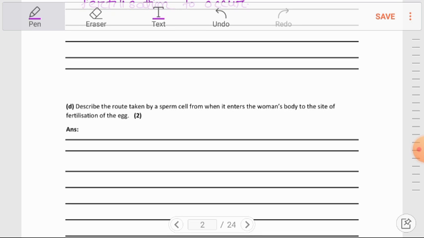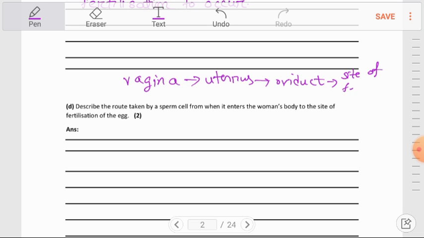Describe the route taken by a sperm cell when it enters the woman's body to the site of fertilization. So it wants you to describe the entire route that the sperm will follow before it reaches the egg cell. So first it reaches the vagina, and then it enters the uterus, and then the oviduct or fallopian tube, and then it reaches the site of fertilization, that is the end of the oviduct where the eggs are present. So this is the flowchart that the sperm follows in order to reach the egg cells.